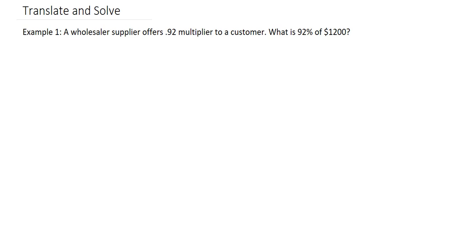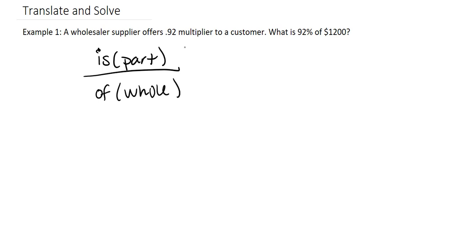So we're going to set this up a little differently than in the last section. How we're going to do this one is basically two ratios that are equal to each other. This is how it looks. It's going to go is, which is our part, and then we have of, which is our whole. This is our ratio, and that's going to be equal to the percent over 100. So we're going to fill it in based upon the information we have.